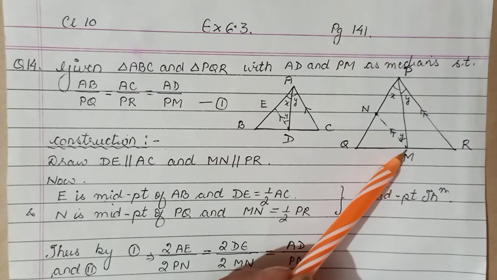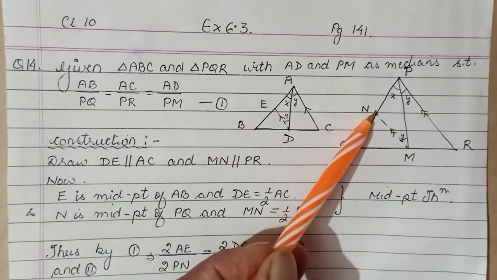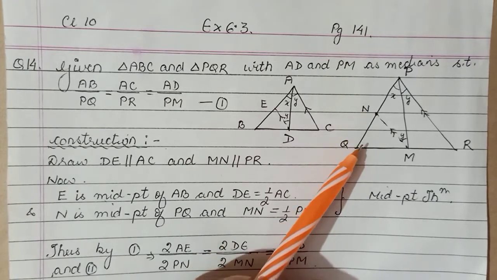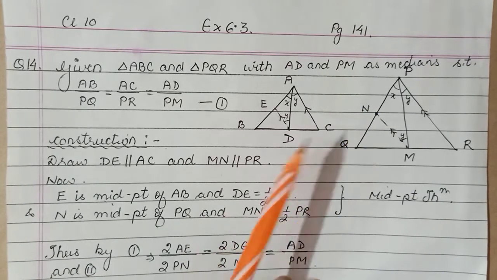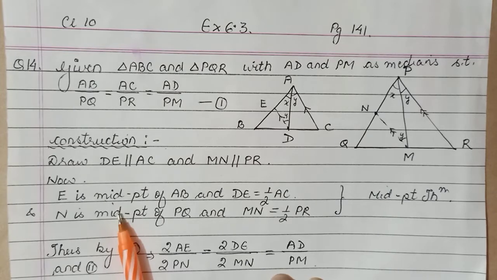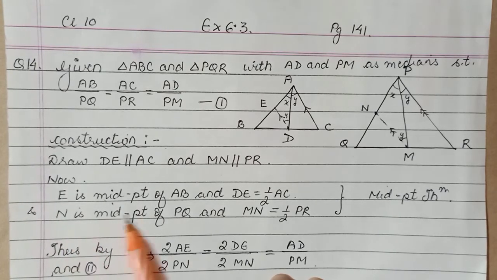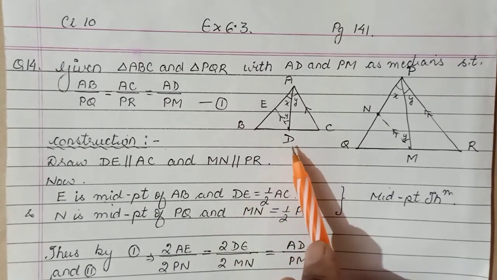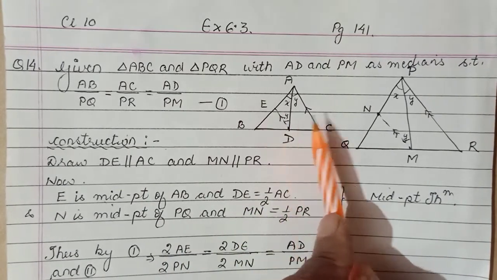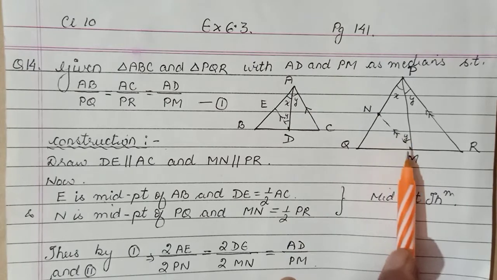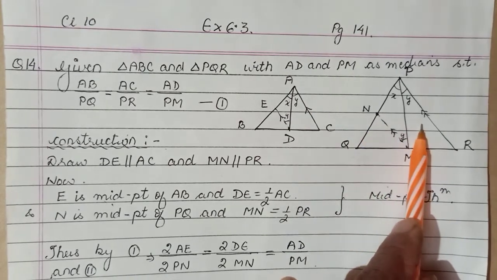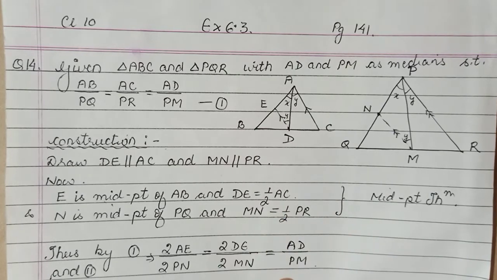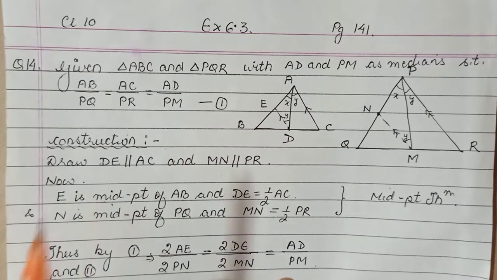Likewise, M is a midpoint, and through the midpoint we have drawn a line parallel to the base, so the other side also, this N, would be the midpoint of the third remaining side. Hence, by the midpoint theorem, E and N will be midpoints of AB and PQ respectively, and we also know from the midpoint theorem that this length comes out to be half of this. So NM will be half of PR, likewise DE will be half of AC. So we are first quoting the midpoint theorem after this construction.